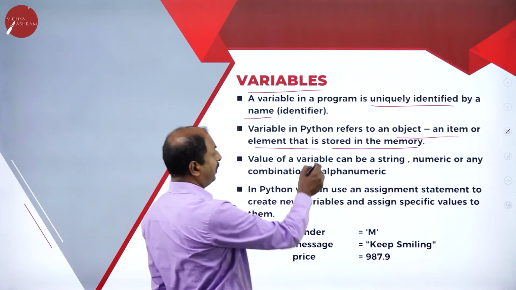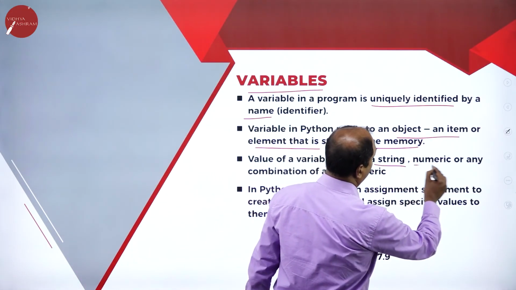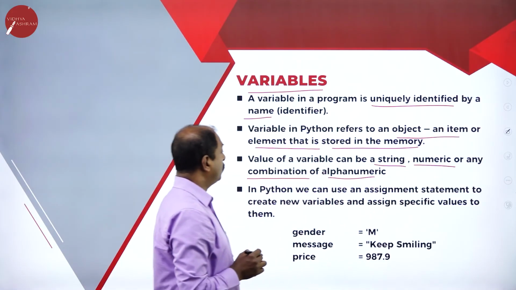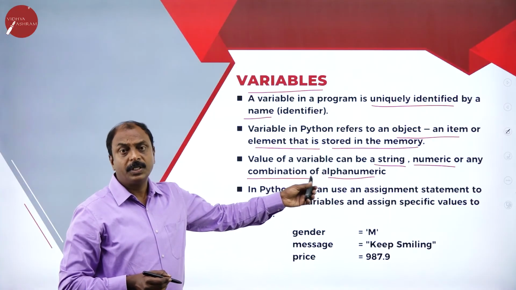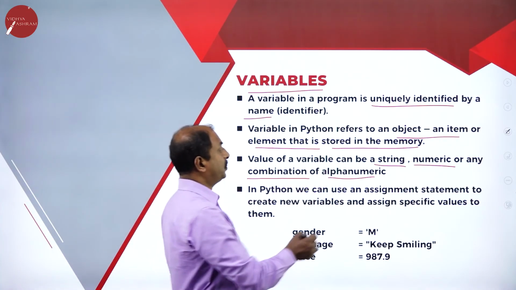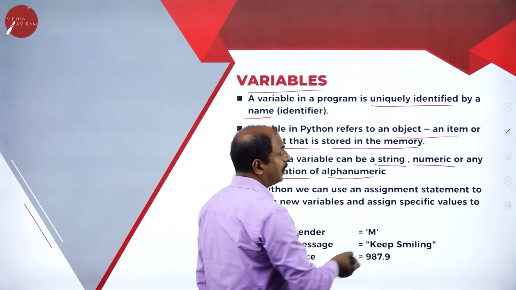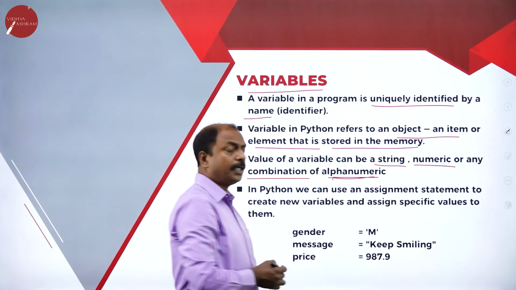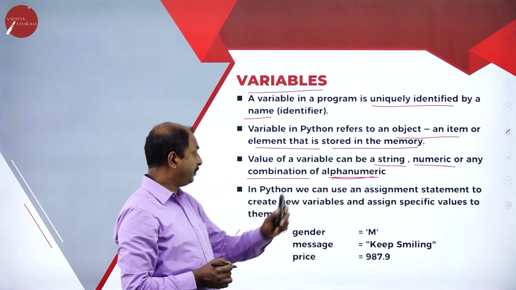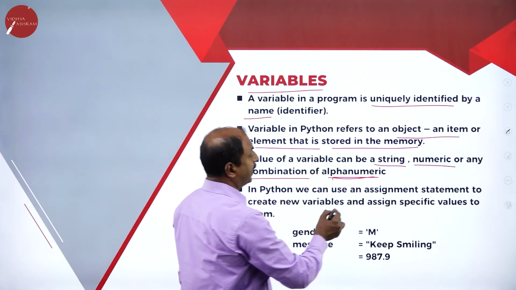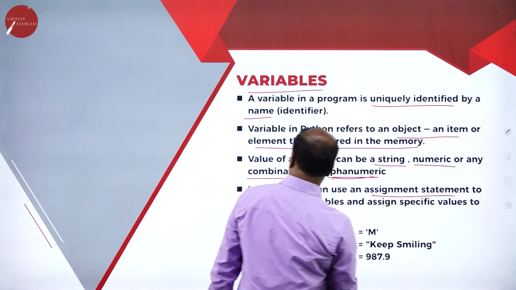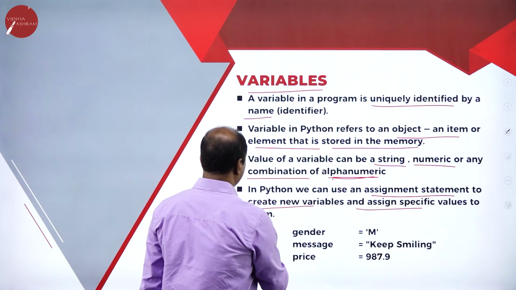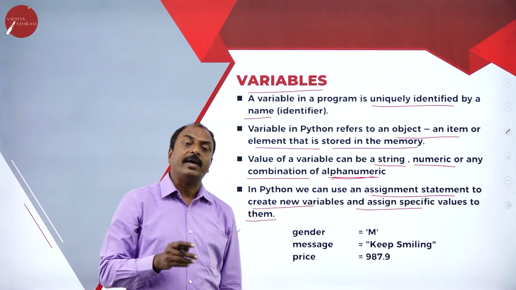And the value of a variable can be a string, it can be numeric, or any combination of alphanumeric. So any variable can hold different types of values. It can be a string, meaning a group of characters, or a numeric value, or any combination of alphanumeric characters. So these are variables. And we can use an assignment statement to create new variables and assign specific values to them. So how to assign values to a variable?